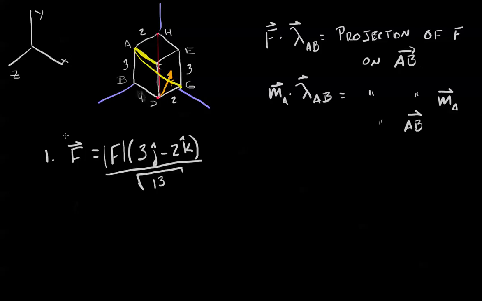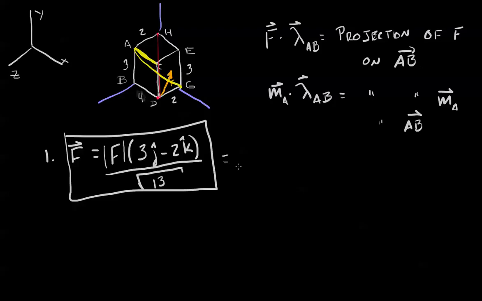And here we have what that vector is. Or if we wanted to say, equals F over square root of 13 times 3J minus 2K. We want to get this in vector form as soon as possible, because the next question I'm going to ask is how much of the force is directed along DH? How much of the force is directed along DH?